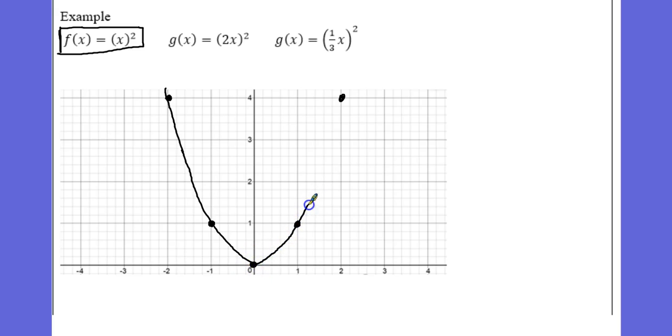Oh, no, we're just drawing the parent function. We're going to draw all of these solid.